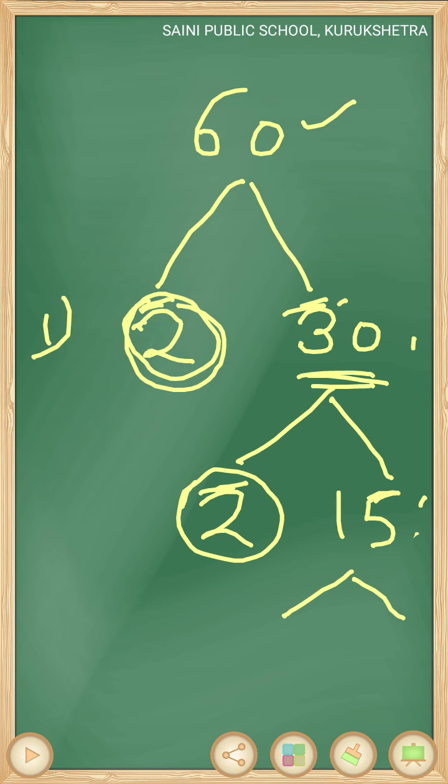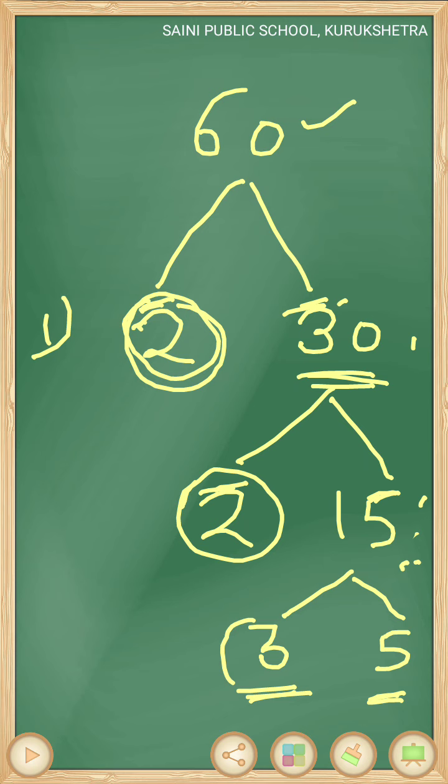How can I write it? Like this: 3 into 5, because it doesn't come in the table of 2, it comes in the table of 3, so I have written here 3 into 5. Now the last step, the fourth step: when we have only prime numbers, we will stop factoring the number. Here in this example, two numbers remain, 3 and 5, and both are prime. So we will stop here and our prime factorization is complete.